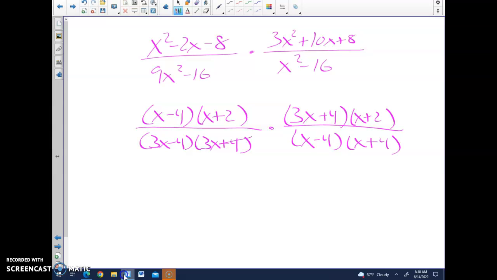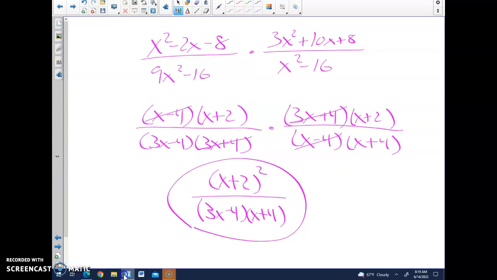Okay? So the 3x plus 4's cancel. The x minus 4's cancel. The x plus 2's do not cancel. 3x minus 4, x plus 4. And there's our answer.